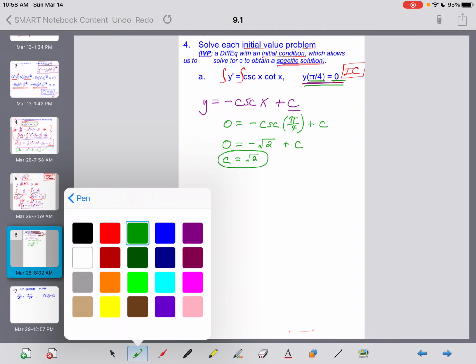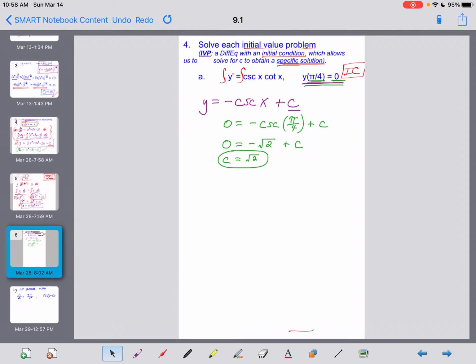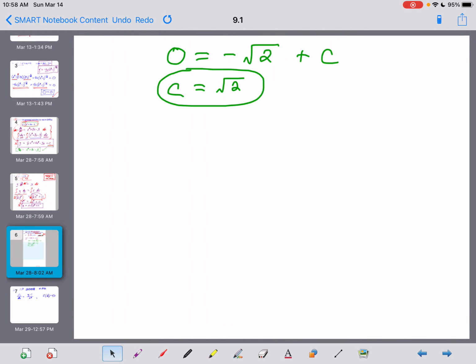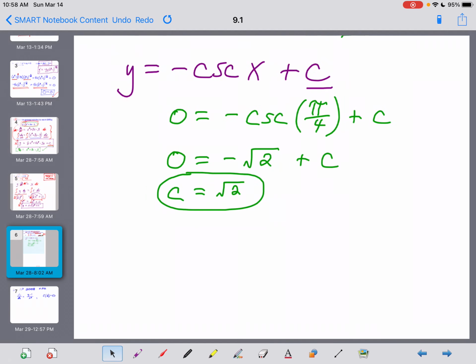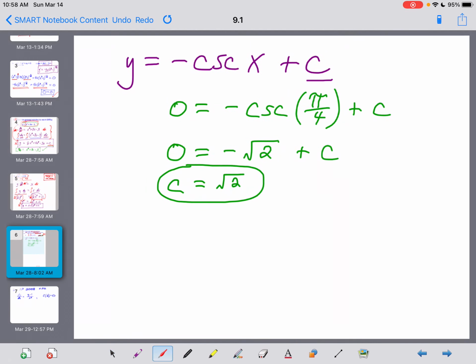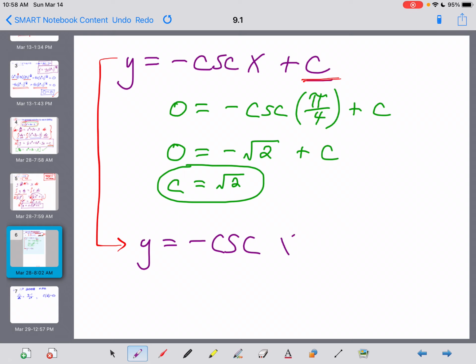Now, back to it. The main important idea right here is that solving a differential equation isn't done until we've got y completely by itself. So what we're now going to do, guys, is go back to the general solution that we had right here, but now we are armed with the correct and known value of c. So we get y equals the opposite of the cosecant of x, and then plus square root of 2 at the end. Again, our goal here would be to solve for y strictly in terms of x.